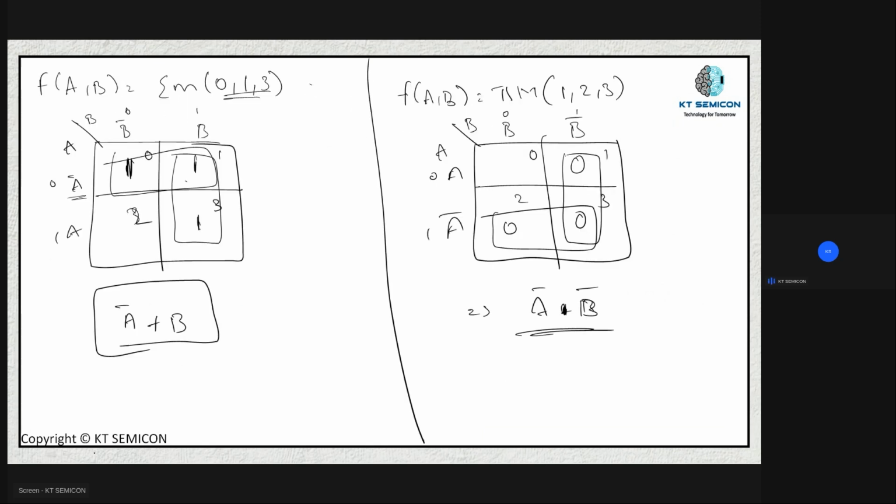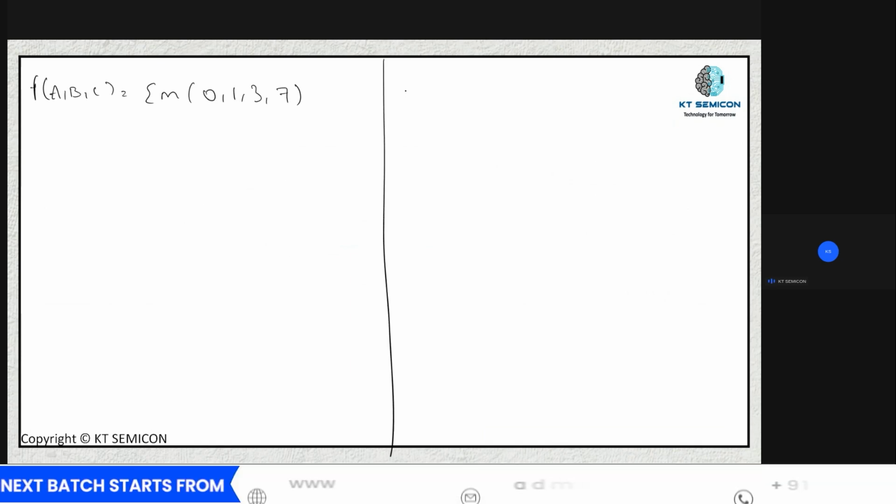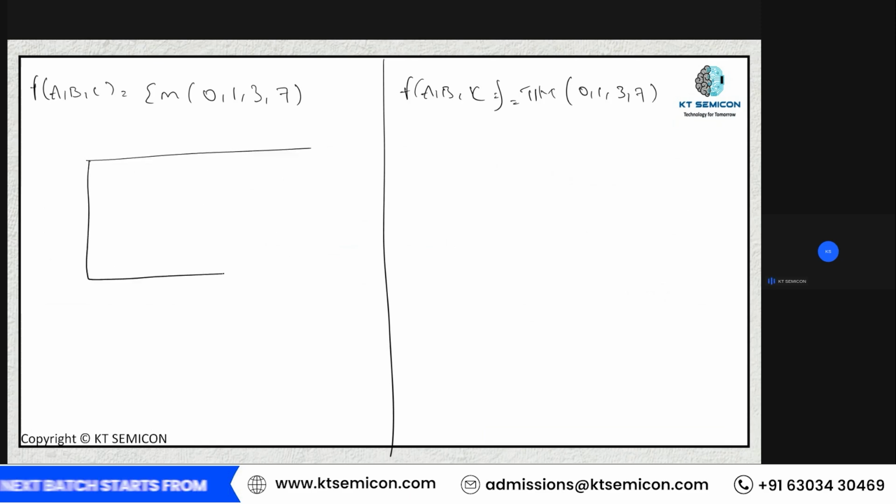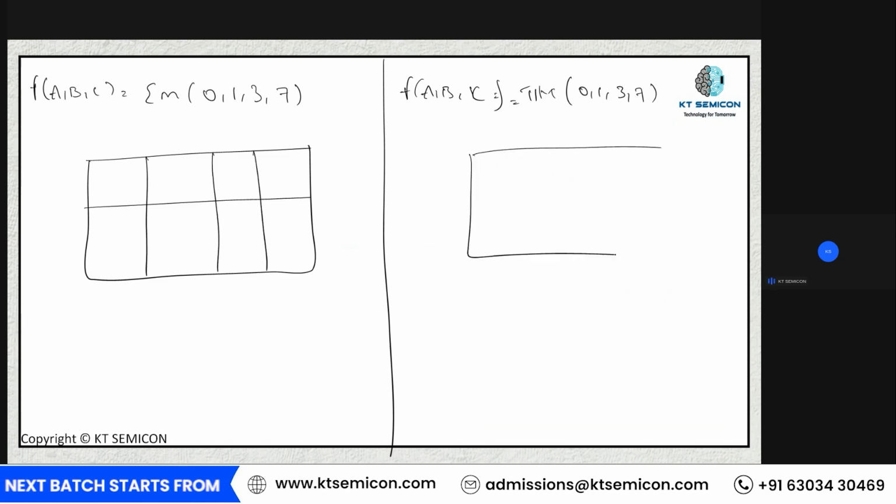Now, let's say if I'm going to have a 3 variable KMAP, let us try to understand how to solve your 3 variable KMAP. Let's say here I'm going to have f of A comma B comma C as sigma m of 0, 1, 3, 7 and the same f of A comma B comma C as pi m of 0, 1, 3 and 7. So this is how my 3 variable KMAP is going to look. I'm going to have a total of 8 cells, and here also a total of 8 cells.